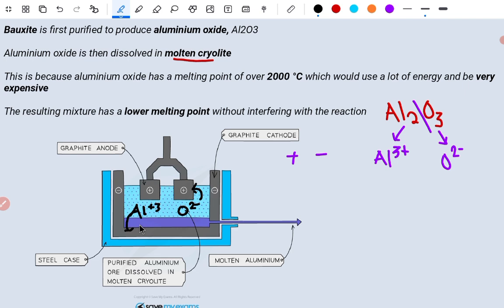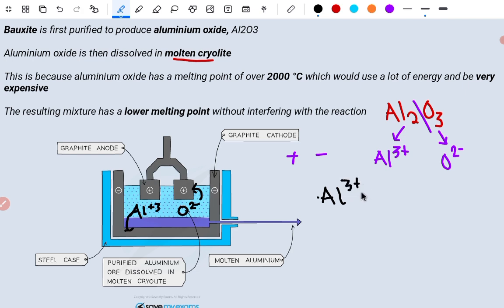That's why you see that what is settling down here is actually molten aluminium. So now how does this aluminium change from its ionic form to becoming aluminium metal? Here's what will happen. This cathode is negatively charged. So here's the reaction that will take place: aluminium with its positively charged ions, these charges here.